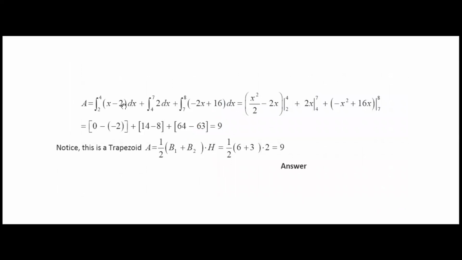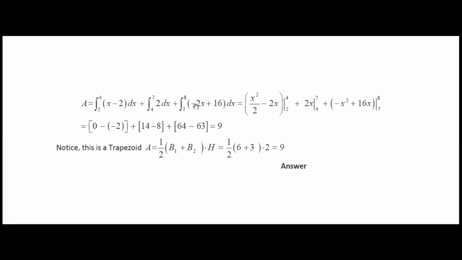We take the first function from 2 to 4, and then the second function, which goes from 4 to 7. We'll do it piecemeal. And the third function, 7 to 8. And we'll integrate these. This is going to be x squared minus 2x, and we've got to do it from 2 to 4. And this is going to be just 2x, from 4 to 7.